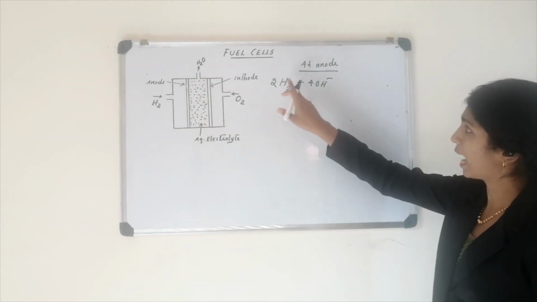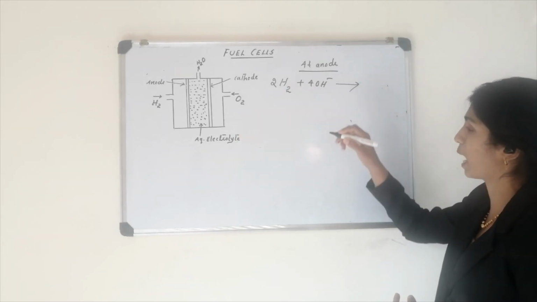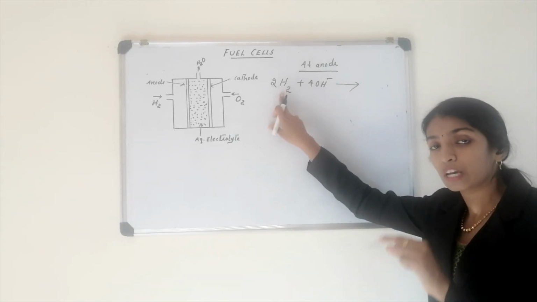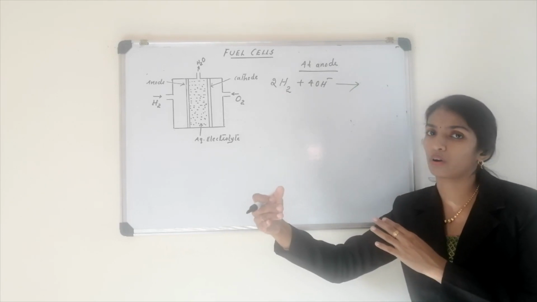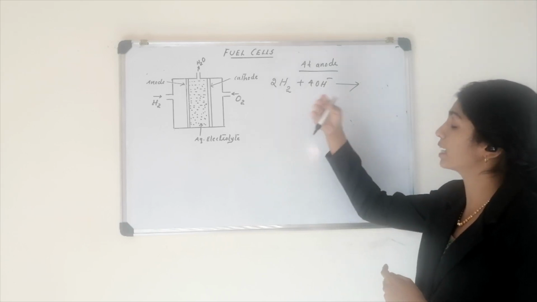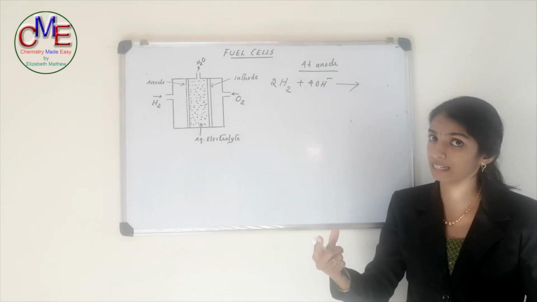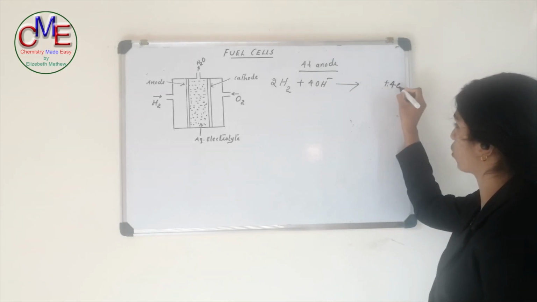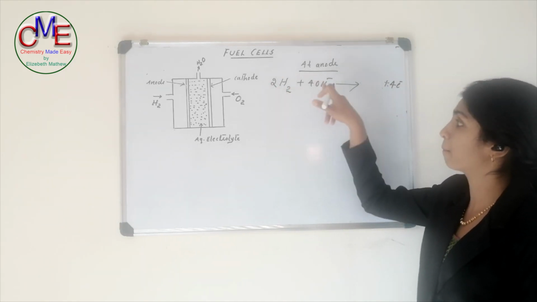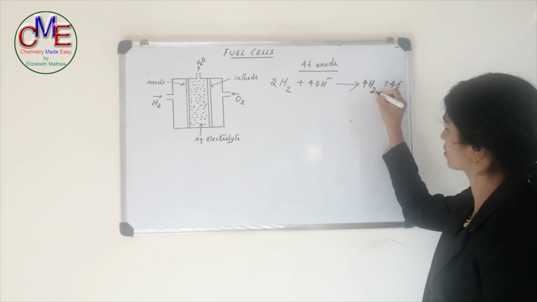Okay? So at the anode, this hydrogen gas gets oxidized in the presence of 4 OH minus. What happens? Oxidation means loss of electrons. Here oxidation occurs at hydrogen. If one hydrogen atom loses one electron, it becomes 1 H plus. Here we have 4 hydrogen atoms. These 4 hydrogen atoms lose 4 electrons, then it becomes 4 H plus, right? So it loses 4 electrons and that 2H2 becomes 4H plus. Then that 4H plus plus 4 OH minus gives what? 4H2O. Right?